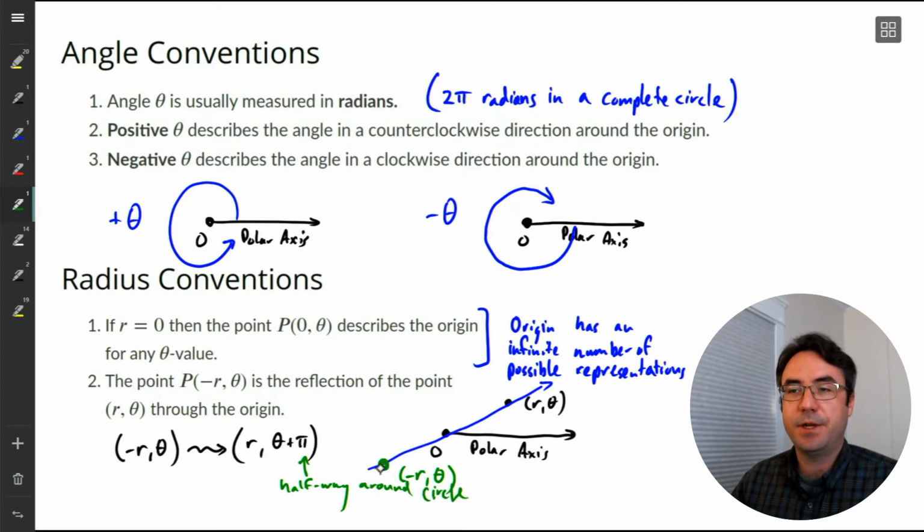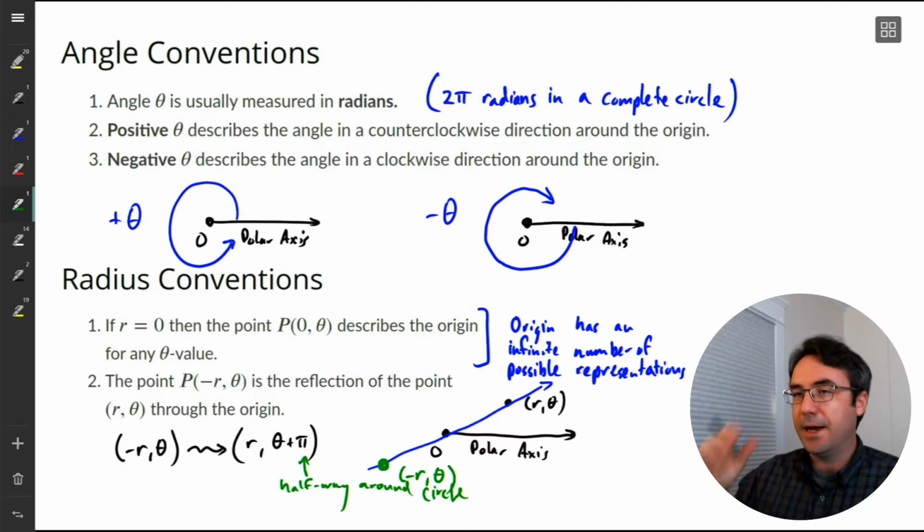So this point here, negative r comma theta, we could really think of it two ways. We could think of it with this negated r value, or we could have this plus pi in the angle, and it's doing the same thing essentially. All right.